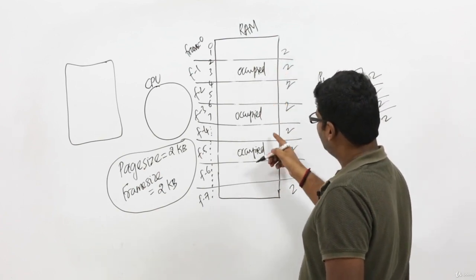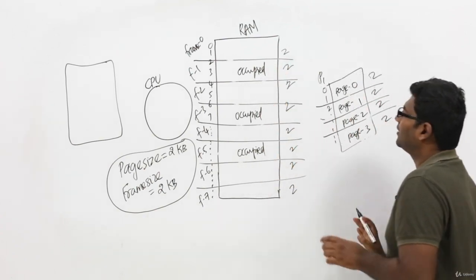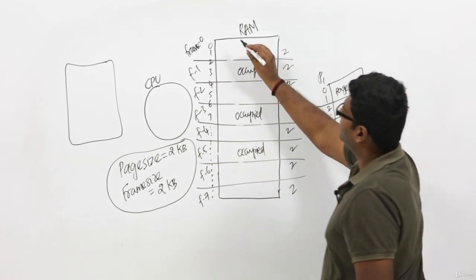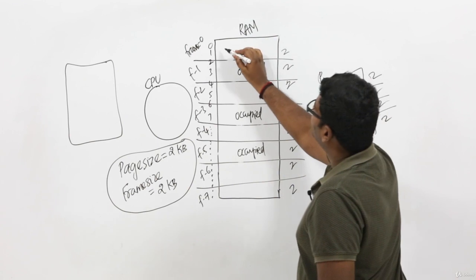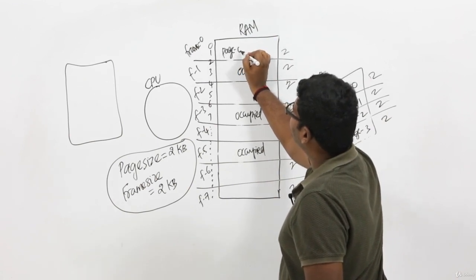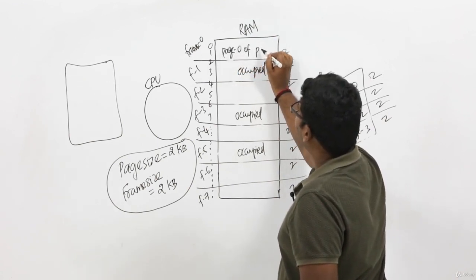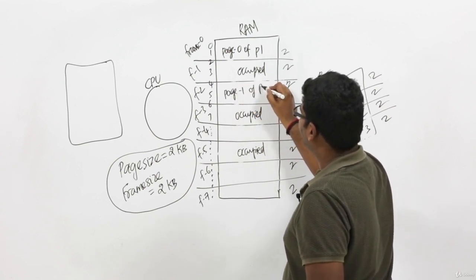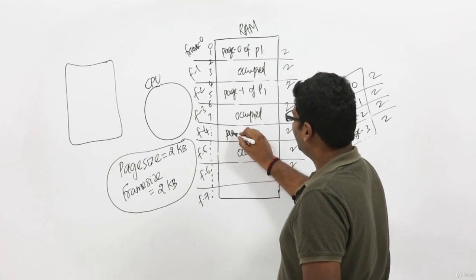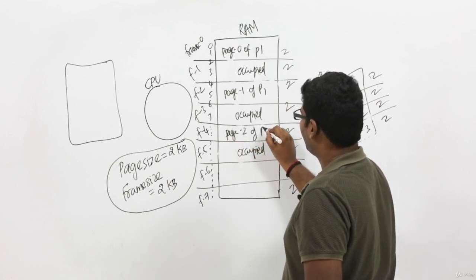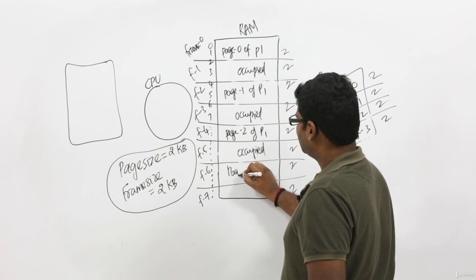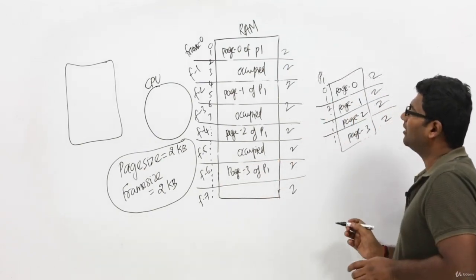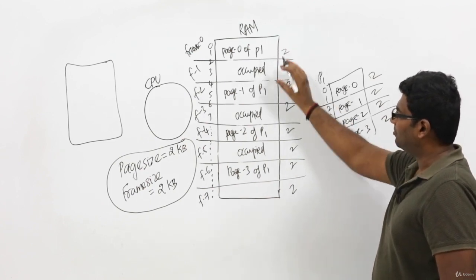So we have 1, 2, 3 and okay, fine. This is how the RAM is present. Now, let us assume we are placing page 0 of process P1 over here. Similarly, page 1 of process P1 over here, page 2 of process P1 over here, and page 3 of process P1 over here. Okay, this is how we have placed the pages of process P1.